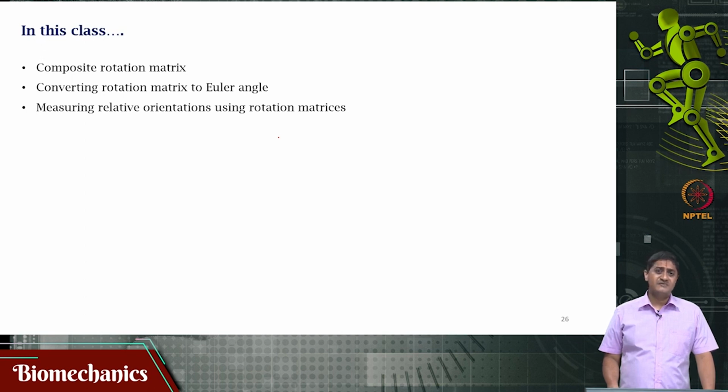In the previous videos we looked at rotations that happen only about one of the principal axes at a time. In this video we will be looking at what happens when a composite rotation happens, that is a rotation that involves rotation about all the three principal axes. How to convert rotation matrices to Euler angles, how to measure relative orientations using rotation matrices, and how to use a rotation matrix to find orientation difference. This is what we will be looking at.